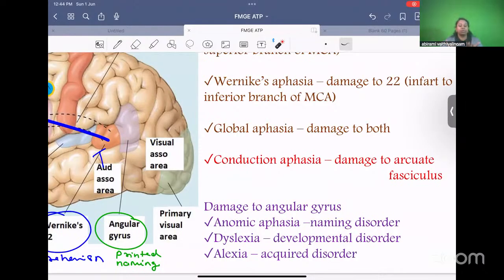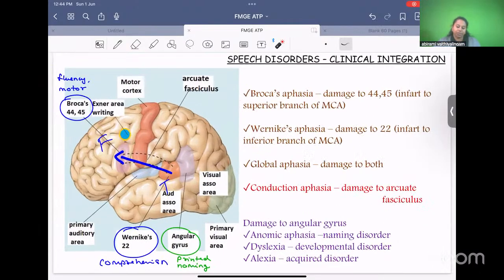You give them a book or you ask them to read from a board, they can't do this. That is called dyslexia, unable to read from printed material. It's a developmental disorder. From birth, it is present. Suddenly, if you acquire it in life, that is called alexia. In the movie Taare Zameen Par, dyslexia would have been clearly portrayed. So this is about the different types of aphasia.